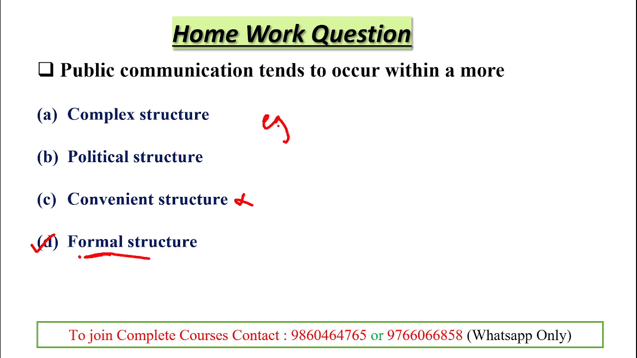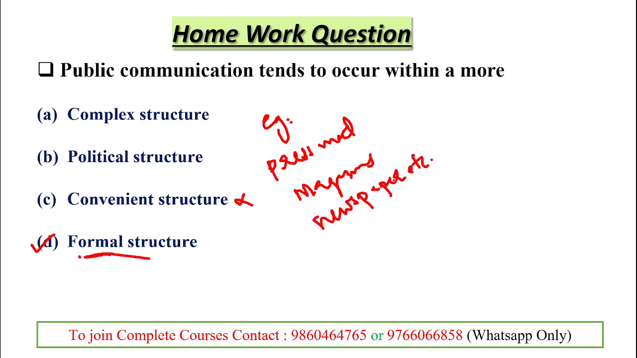Examples for this are a press meet, magazines, newspapers, etc. So these are in a formal structure. Clear? The convenient structure also comes under public communication, but it tends to occur within a more formal structure. Clear? Option D is the right answer.